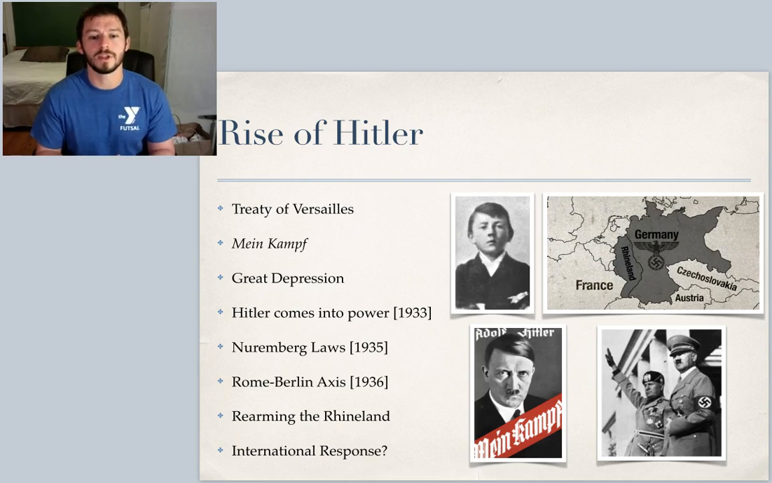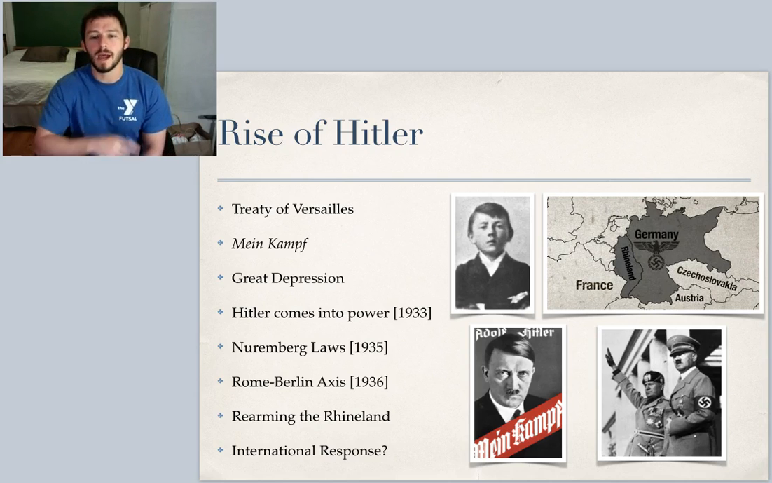So Hitler forms the Rome-Berlin Axis in 1936, and now that he has that, he feels more capable, more secure that he can go ahead and start taking more territory, expanding this new German Reich that he is creating. So his first big test of this is going to be going into the Rhineland.